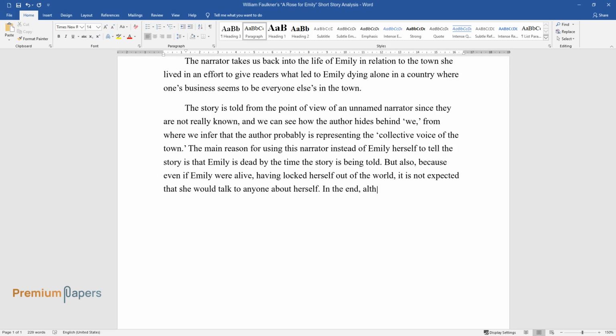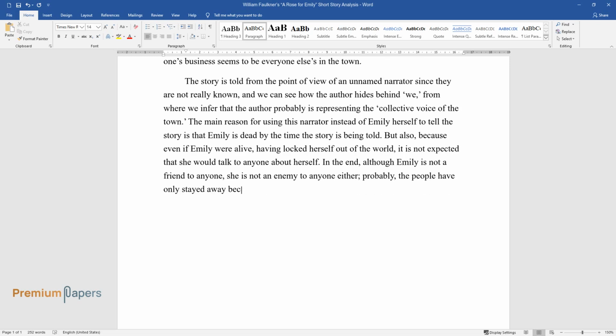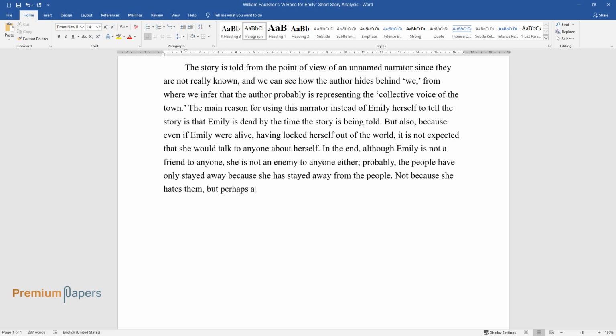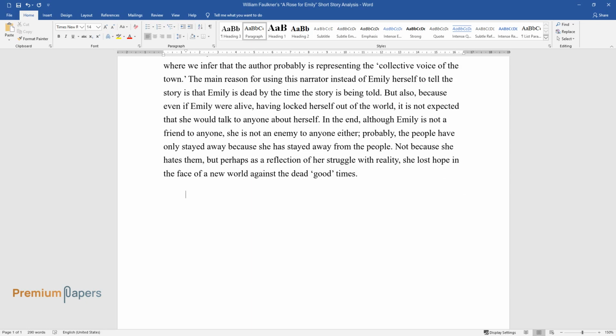In the end, although Emily is not a friend to anyone, she is not an enemy to anyone either. Probably, the people have only stayed away because she has stayed away from the people. Not because she hates them, but perhaps as a reflection of her struggle with reality. She lost hope in the face of a new world against the dead good times.